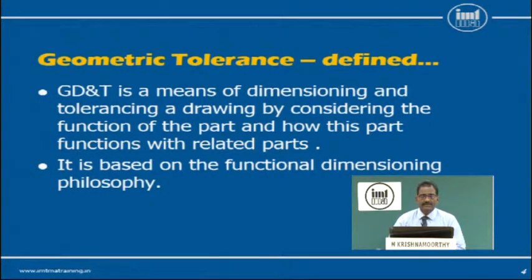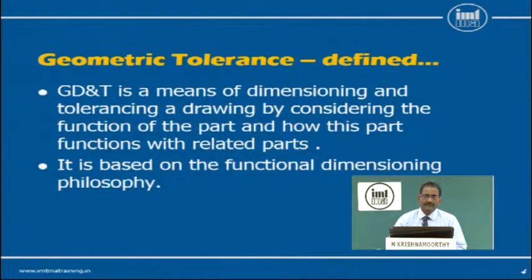GD&T in short can be defined like this. It is a means of dimensioning and tolerancing a drawing by considering the function of a part and how the part fits with the other parts constituting a subassembly and the final assembly. It is based upon a functional dimensioning philosophy.